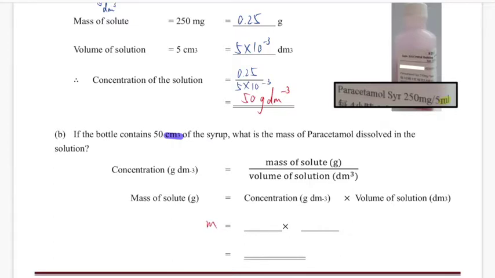So the mass would equal the concentration, which we have worked out in part A, which is 50 gram per dm³, times the volume. Again here we have the volume in cm³, so make sure you convert that to dm³ first. So 50 divided by 1,000 or multiplied by 10 to the power of minus 3. You have to get used to this kind of expression. And then, if we work out the answer, it will be 2.5 gram.